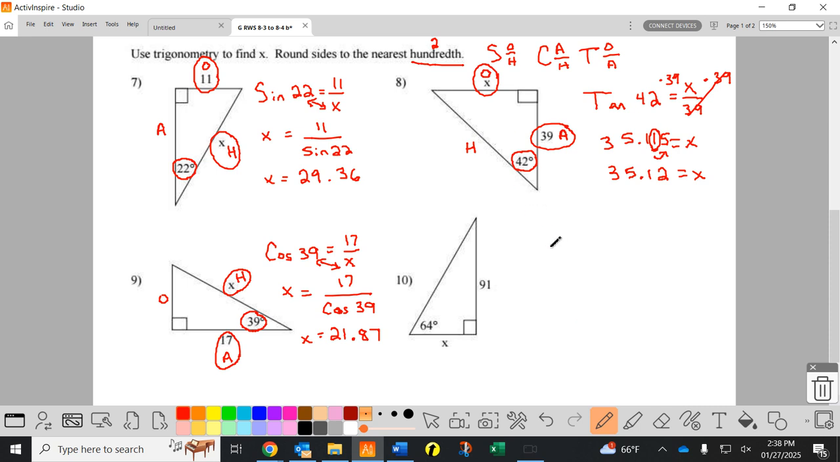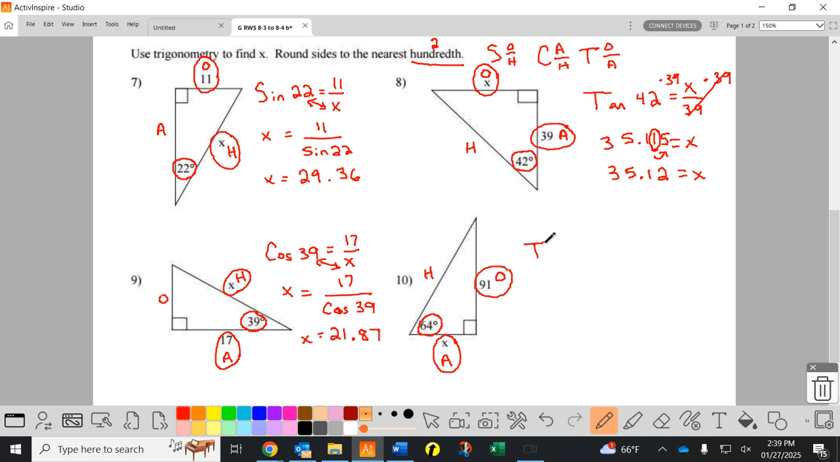Okay, guys. So from here, the last one is going to have this 64-degree angle inside here. The 91 is going to be opposite of that. The one across from the right angle is going to be your hypotenuse, and your other side is going to be your adjacent side. Since we have a variable and a number on the adjacent and the opposite side, opposite and adjacent means we're going to be using tangent.